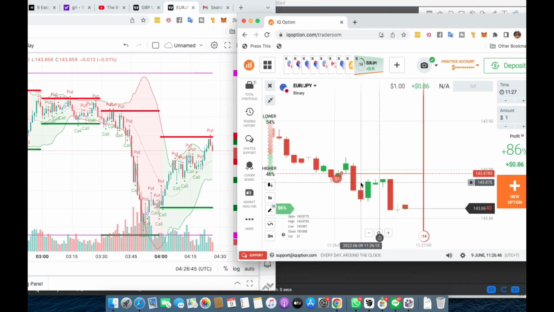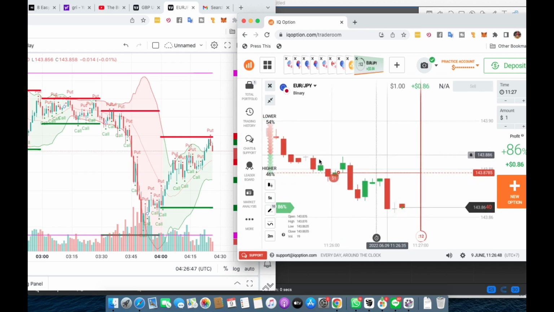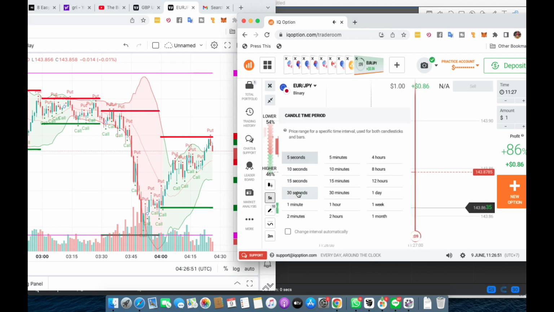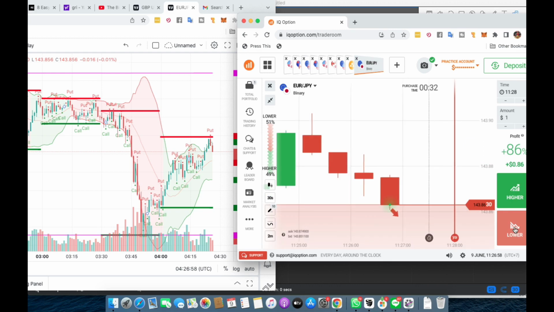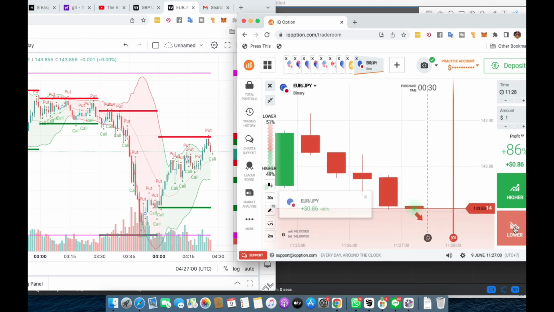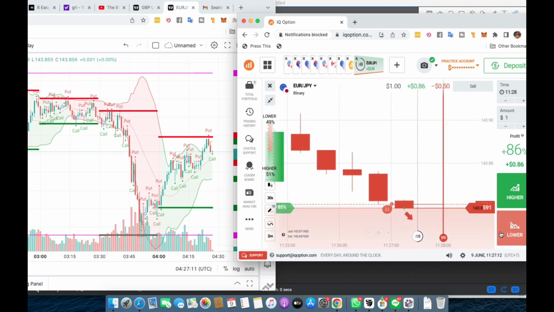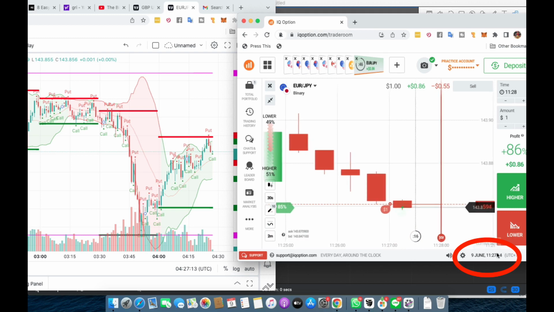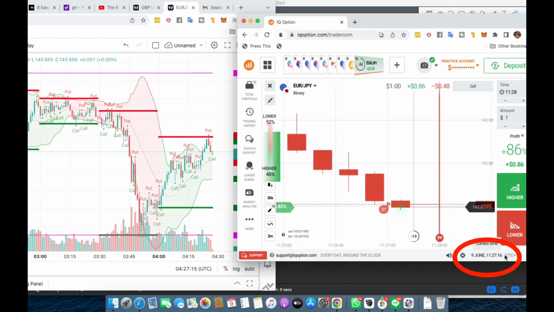As with our previous video, if we win, we continue trading in the same direction. I'm going to switch this to a 30-second chart. So now we're at the start of the new minute. I just realized as well there is a countdown timer at the bottom of the screen. I was trying to look out for that earlier, but I couldn't find it.